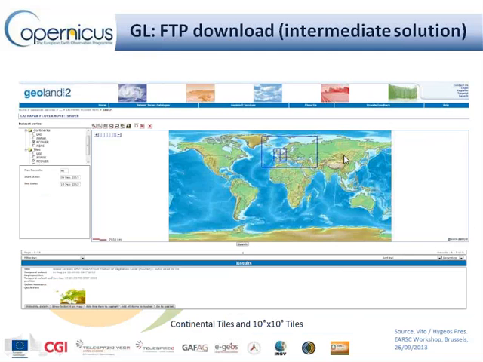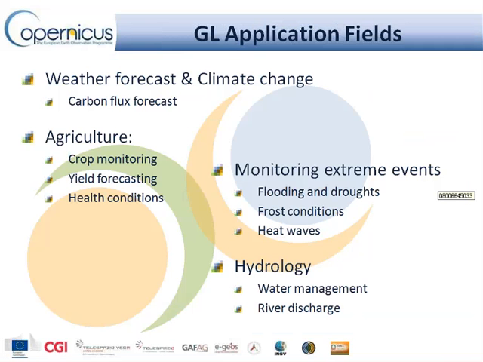The data can be selected via a web mapping tool as well, where you can see what coverage you want to retrieve, and then the selection is shown here in the results table below this window. This is an intermediate solution and will be improved in the next months.